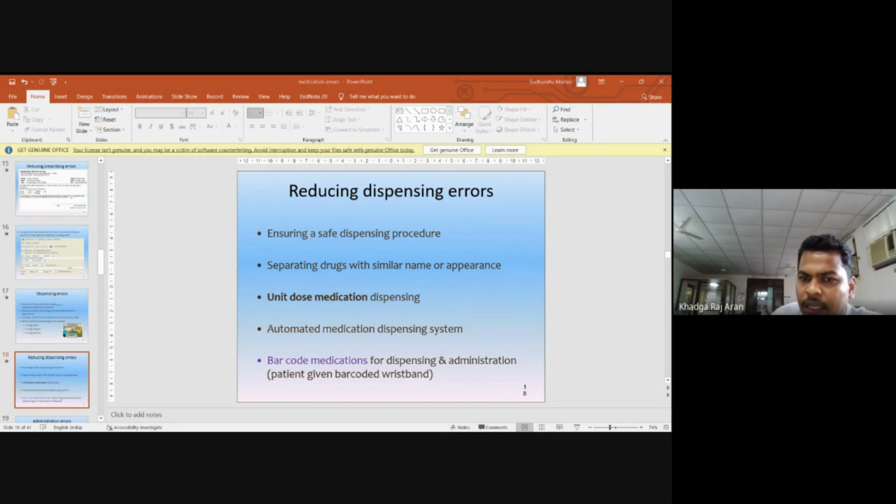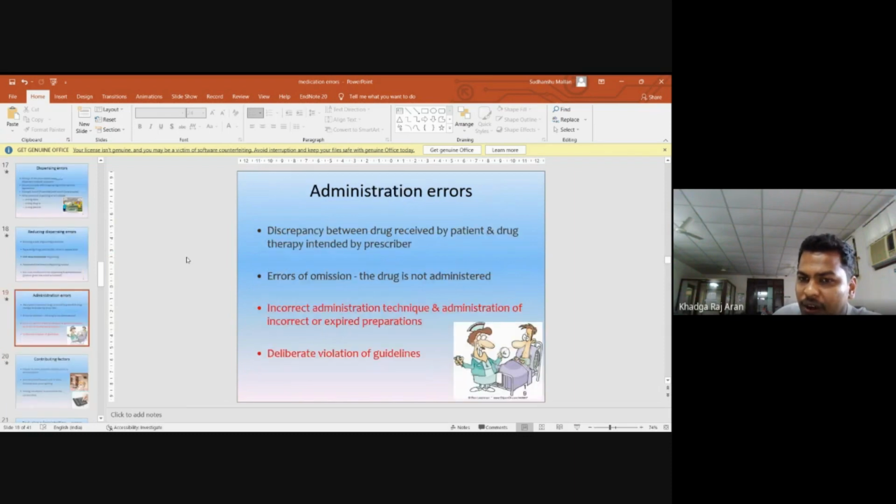Then we can separate drugs with similar names or appearance, so that there are fewer chances of confusion regarding the medicines. We can use unit dose medication dispensing for patients. Next, we can also use an automated medication dispensing system, and we can use barcode medication for dispensing as well as for administration of the medicines to the patient. So these are some methods which reduce dispensing errors in the patient, like the unit dose medication system, the barcode, and the automated medication dispensing system.